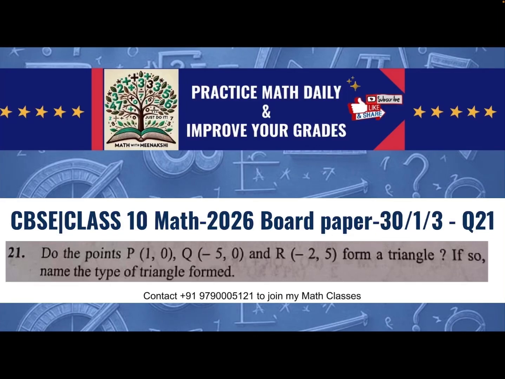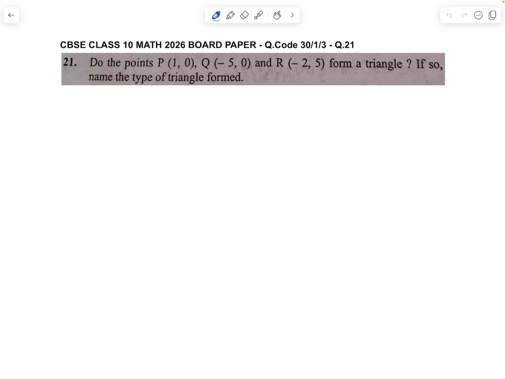Hello all, in this video I'm going to solve question number 21 from CBSE class 10 standard math 2026 board paper. The question paper code is 30/1/3. The question goes like this. Do the points P(1, 0), Q(-5, 0) and R(-2, 5) form a triangle? If so, name the type of the triangle formed.